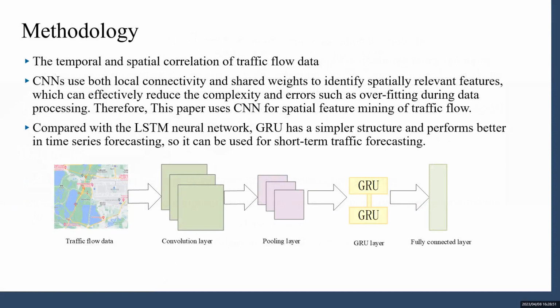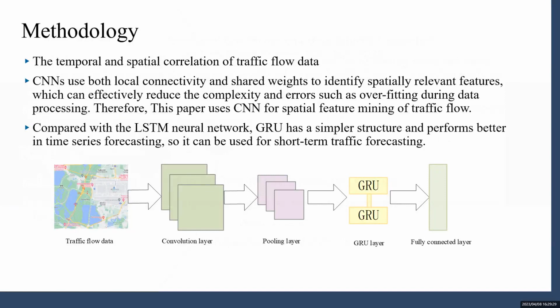For the feature of spatial temporal coordination of traffic flow data, CNN and GRU are combined to form a model to improve the accuracy of traffic prediction. CNN uses both local connectivity and shared weights to identify spatially relevant features, which can effectively reduce the complexity and errors such as overfitting during data processing. Therefore, this paper used CNN for spatial feature mining of traffic flow.